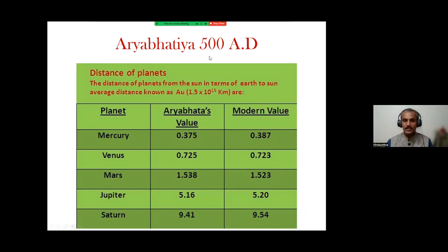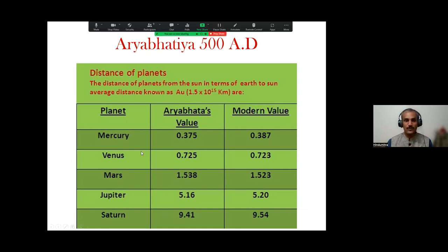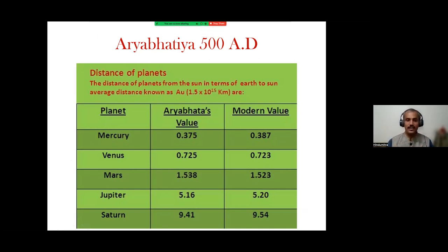And the Aryabhatta, written by Aryabhatta at the age of 21, he also calculated distance between sun and various planets, okay? So Mercury, these are the values of the Aryabhatta, and these are the modern values. If you see, they don't differ much, okay?